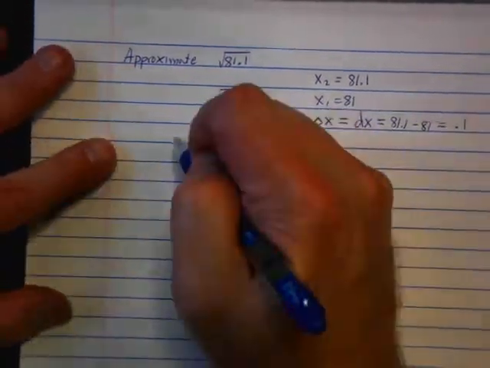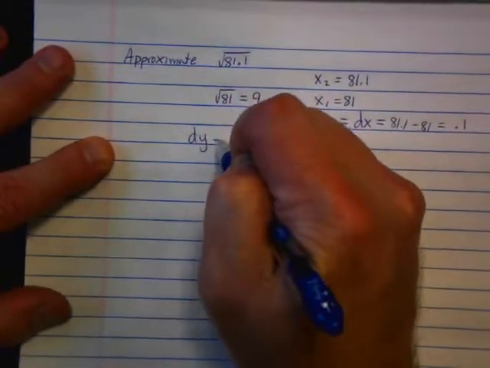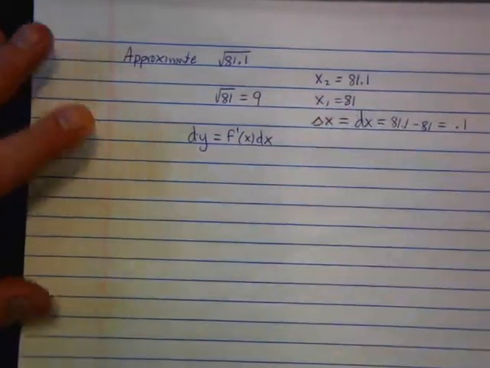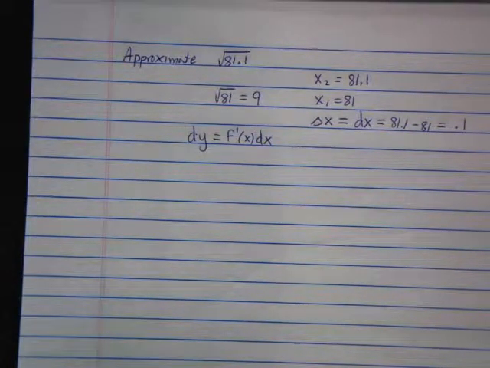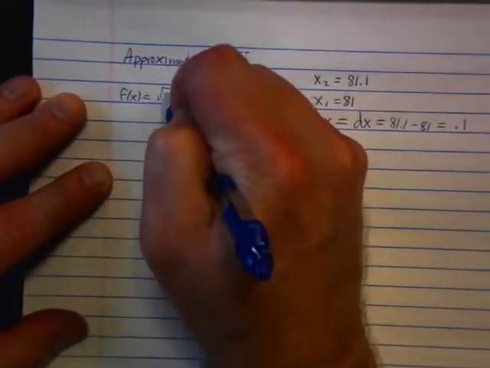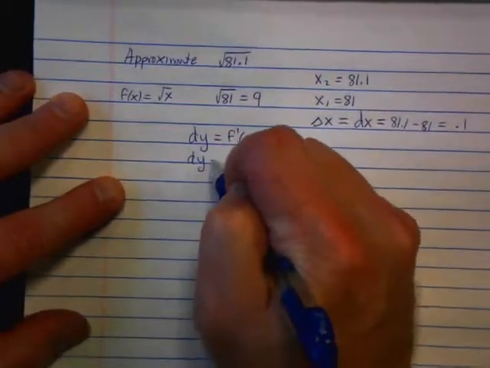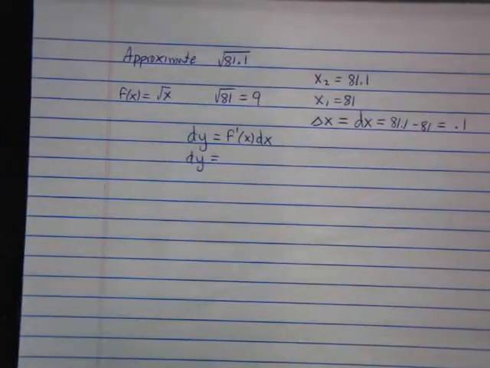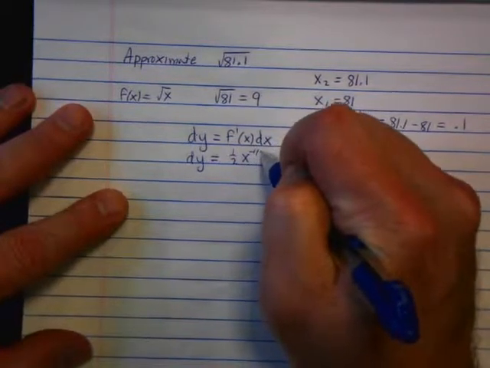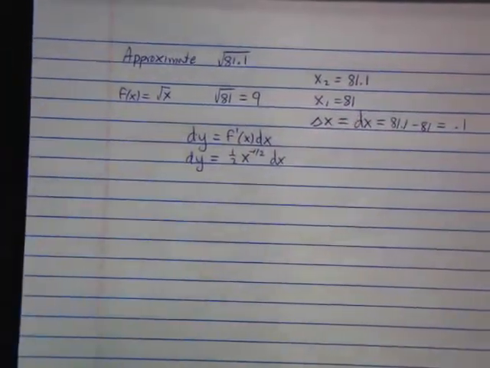All right, now I want to find the change in y. So dy is f prime of x dx. In this case, what's my function? What's f of x? I don't really have a function written down here, but what should it be? It should be square root. We're trying to approximate the square root of something. So f of x is square root of x. So dy is, what's the derivative of square root of x? 1/2 x to the negative 1/2 times dx.